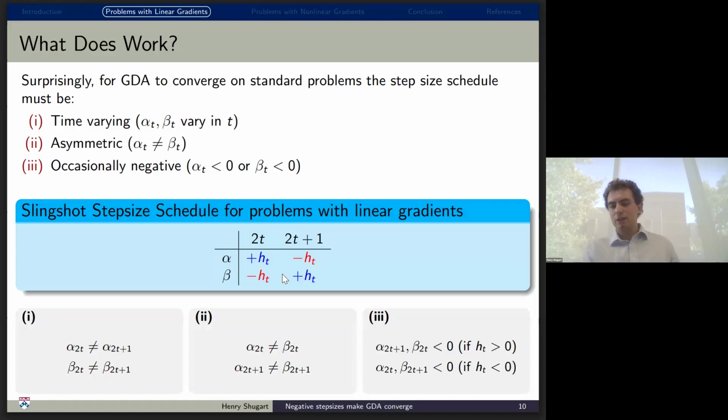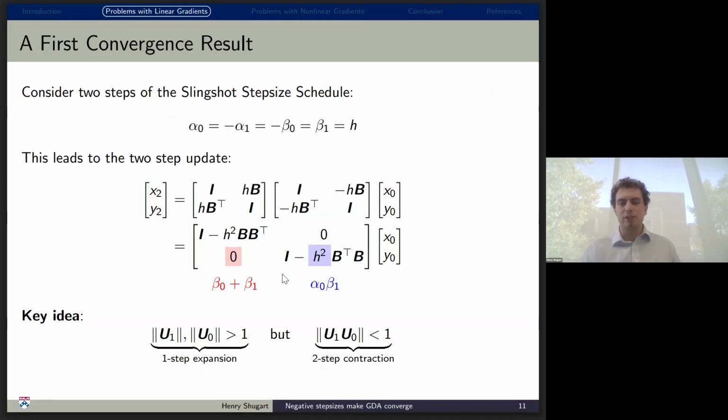And so now I'm going to move on to the analysis of this slingshot step size schedule for our bilinear problem. We're going to focus on just analyzing two steps to start with, between x0, y0, and x2, y2. All we have to do is write out the two updates and look at them together. Some simple matrix multiplication gives us that the joint update matrix, u1 times u0, is going to be the identity minus some value h squared times a positive semi-definite matrix.